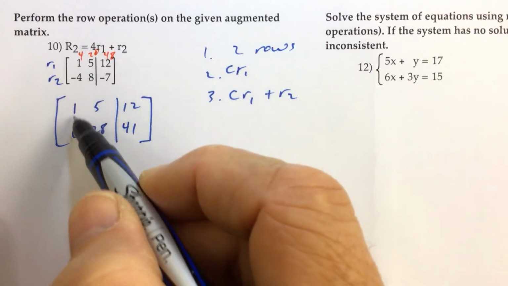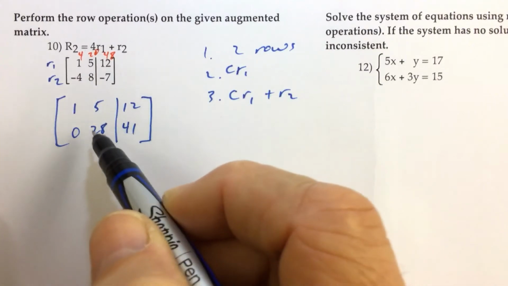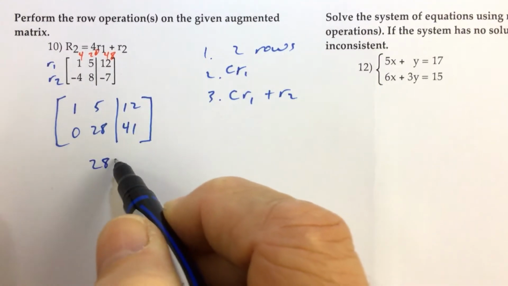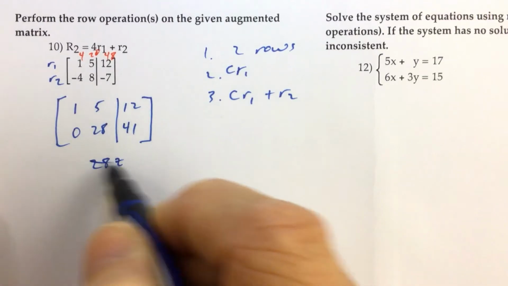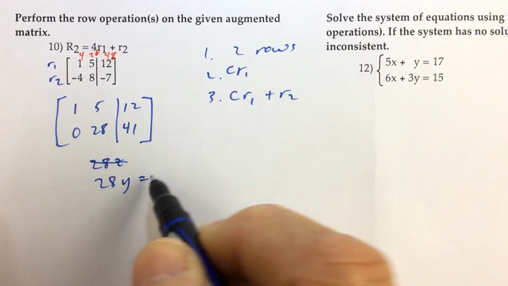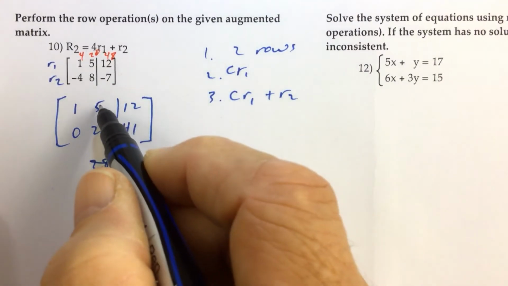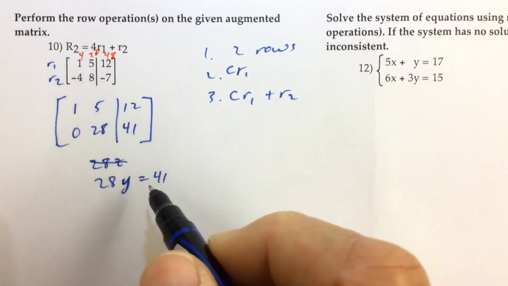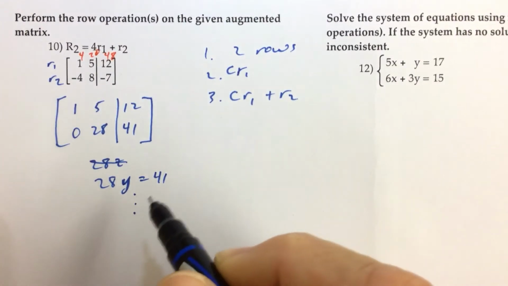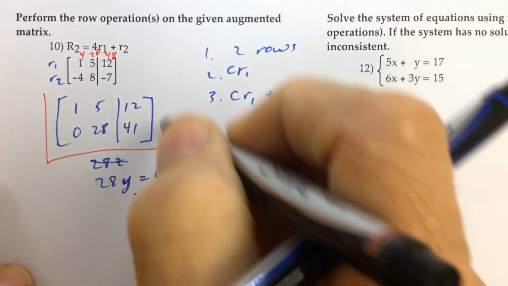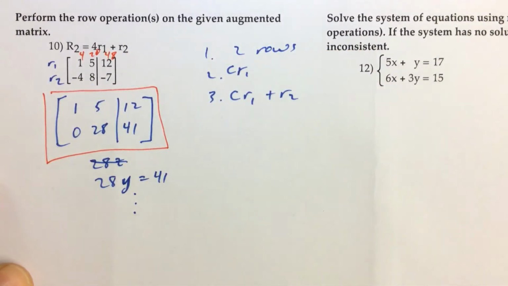We eliminated the first entry in the second row, so then we would be able to say, okay, 28y is equal to 41. That's how we would do it. And then we would solve for y, replace it in the other equation, and solve for x. We're not going to do that. All we were asked to do is to perform the row operation. So that's it. That's performing the row operation.